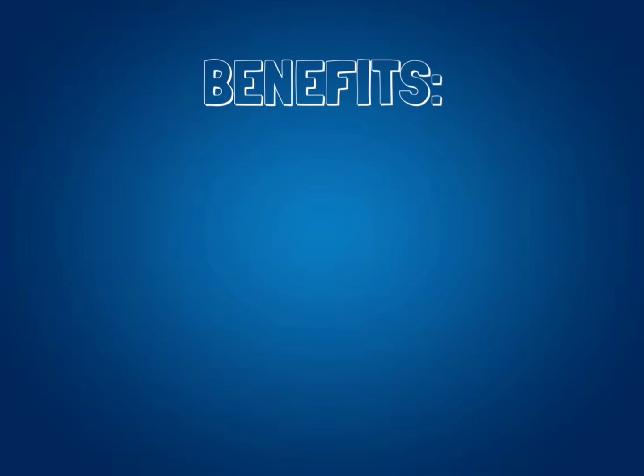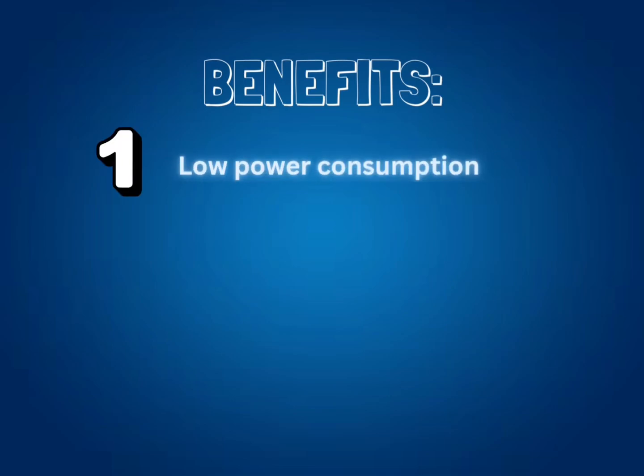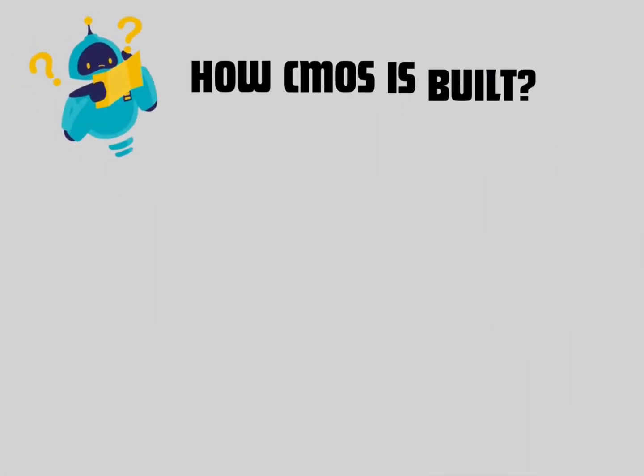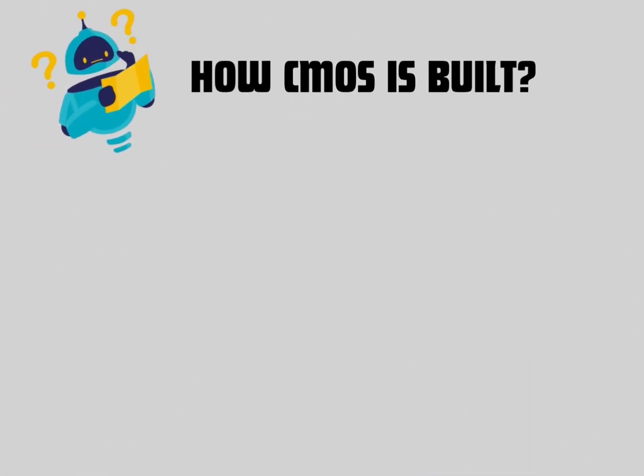Some of the main benefits of CMOS are its low power consumption, good noise resistance, and its ability to pack a lot of transistors into a small space. This is why our devices can be powerful while staying small and energy efficient. Now, let's take a closer look at how CMOS is built.